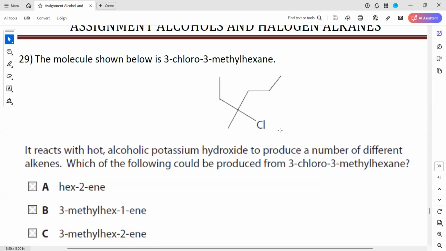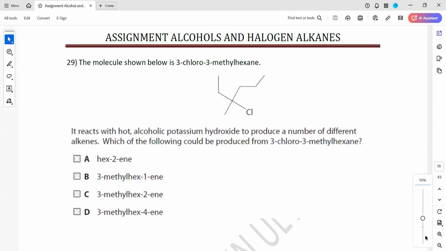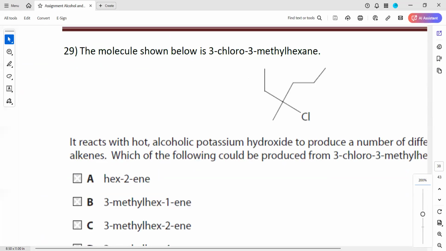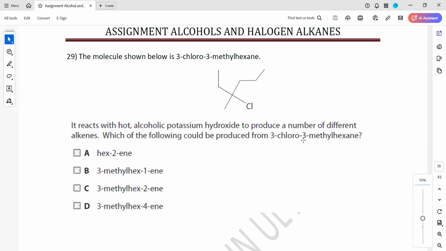The molecule shown below is 3-chloro-3-methyl-hexane. It reacts with hot alcoholic potassium hydroxide to produce a number of different alkenes. Which of the following could be produced from 3-chloro-3-methyl-hexane? So we have 3-chloro-3-methyl-hexane and a reaction occurs. So what are the reactions of these?